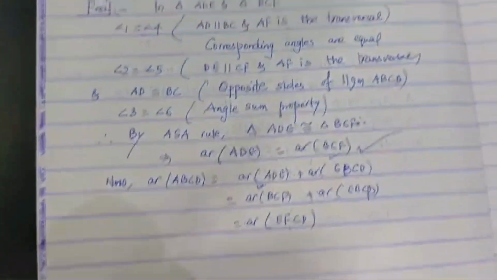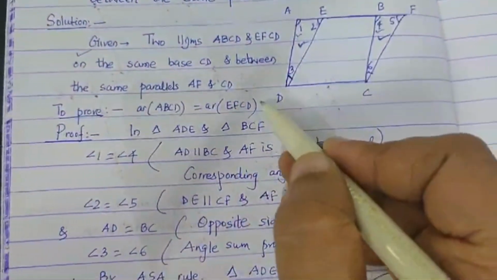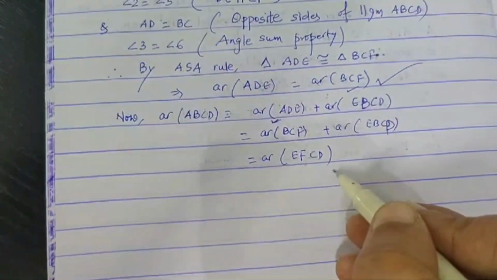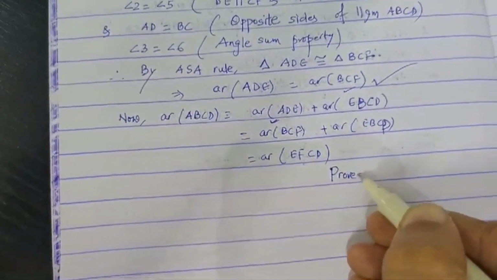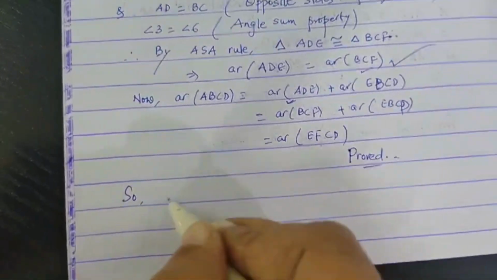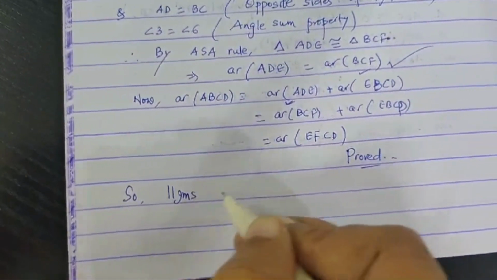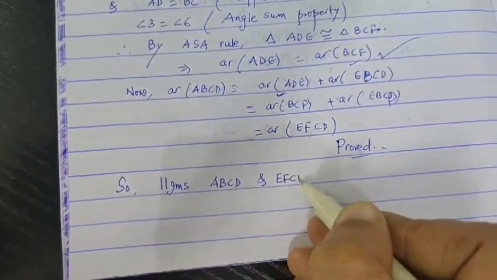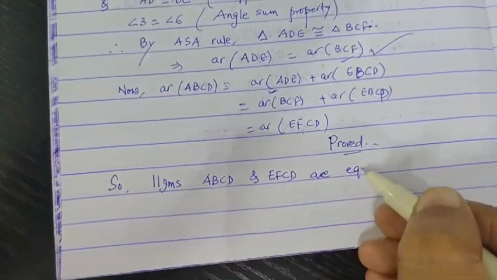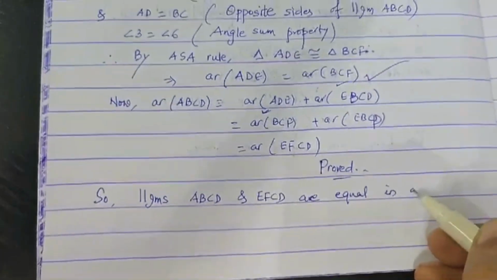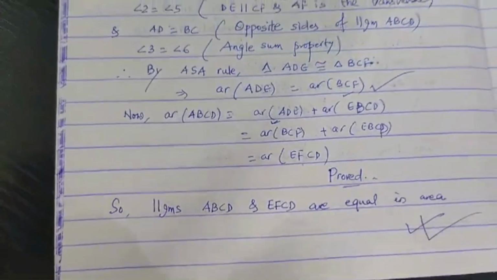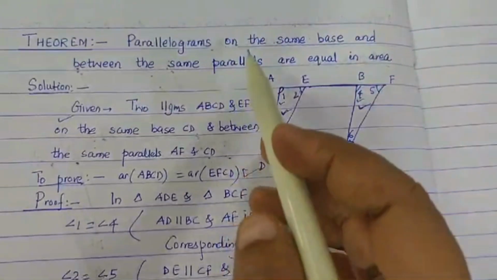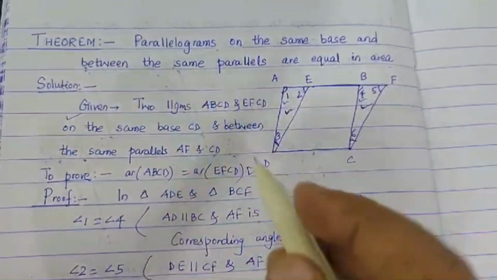That means what? We have come to our conclusion. This is what we have to prove. Area ABCD equal to area EFCD. That is proved. So we can write that parallelograms ABCD and EFCD are equal in area. Okay. So we have proved this theorem very easily. The theorem is: parallelograms on the same base and between the same parallels are equal in area.